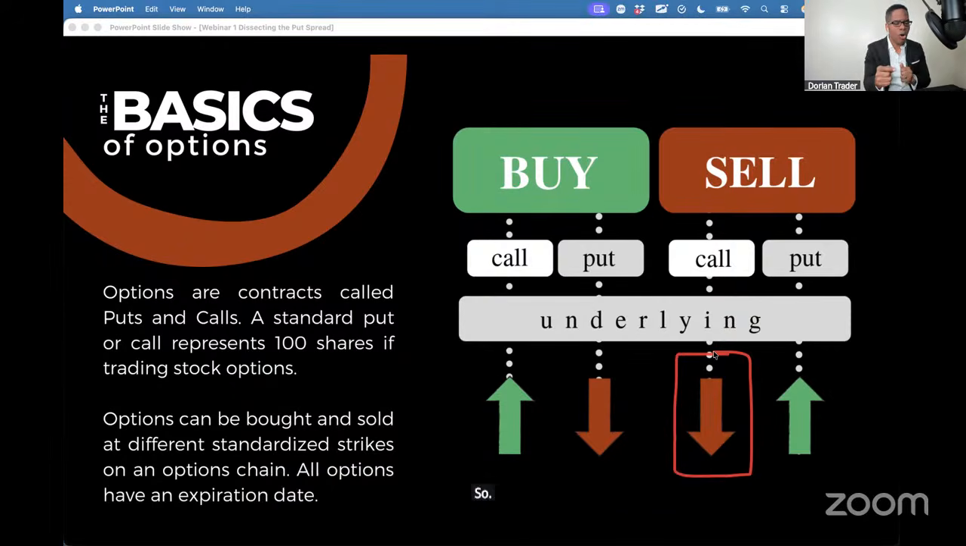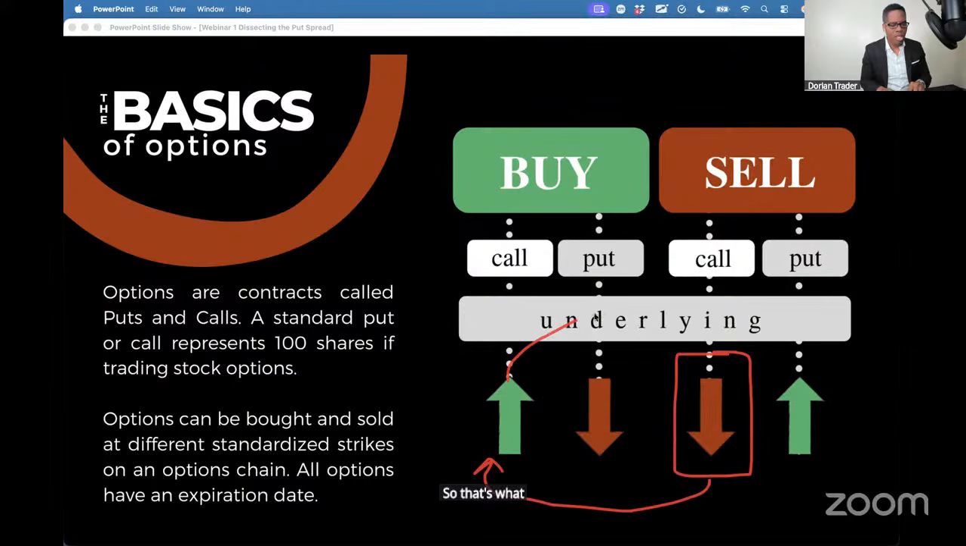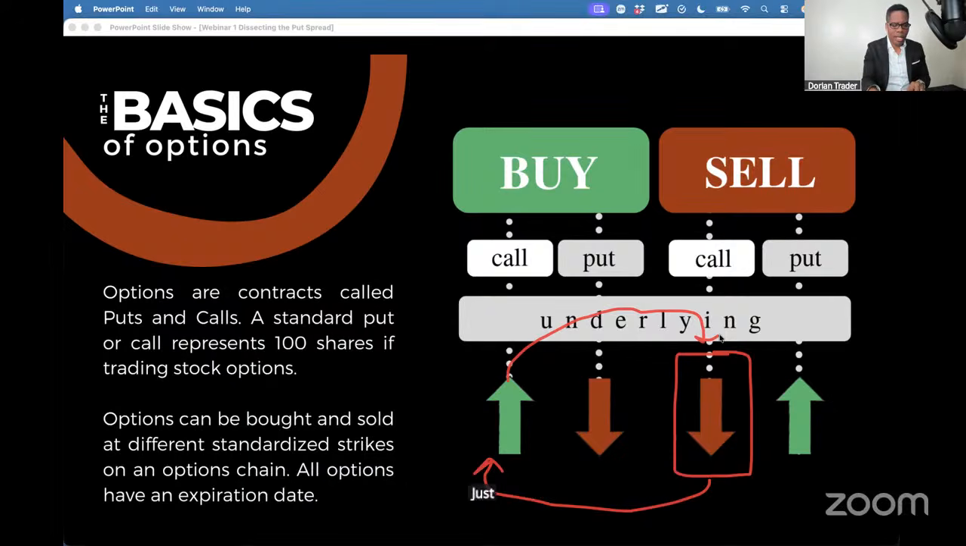So the seller of a call is bearish, and you have an obligation to sell shares at the strike price. That's different than the buyer. The buyer has a right to purchase. So someone has to have the obligation to sell to the buyer if the buyer has the right to purchase. That's what's happening here. If you're the buyer of the call, you're bullish. If you're the seller of the call, you're bearish. So it's just the circle, right? You can be bullish or bearish just using a call. It just depends on what you're doing.